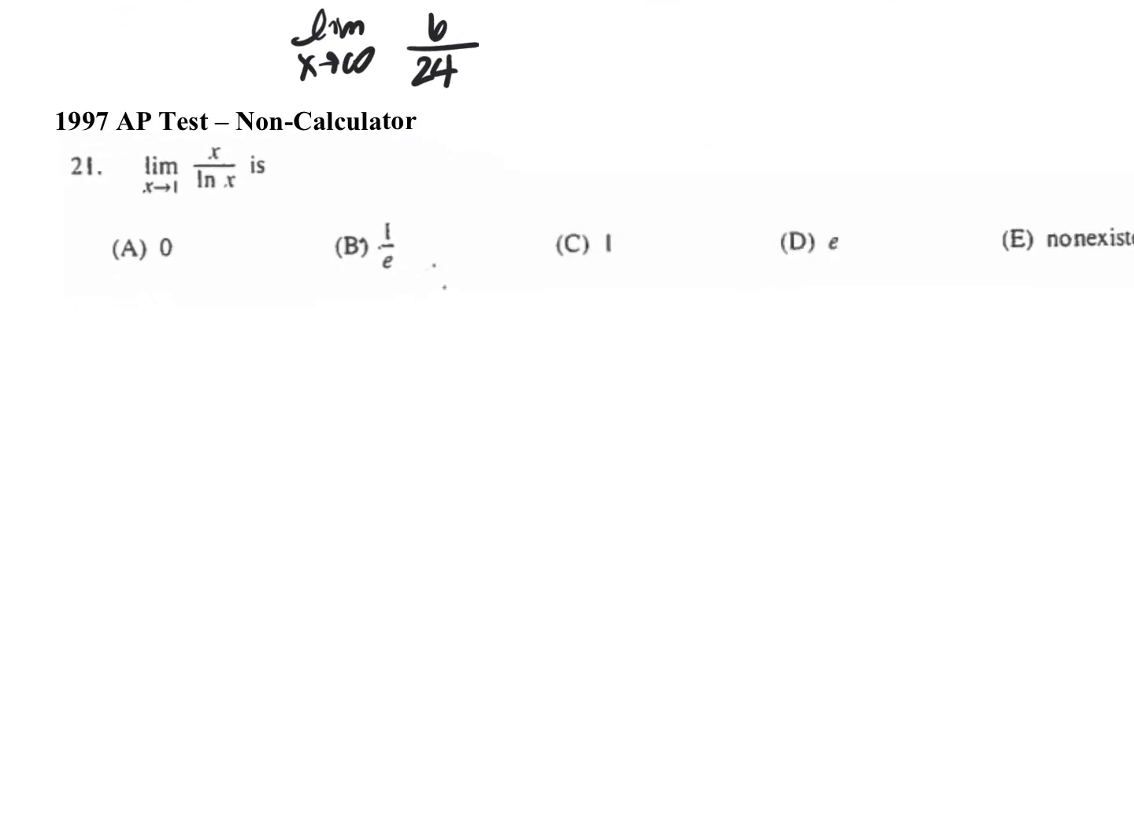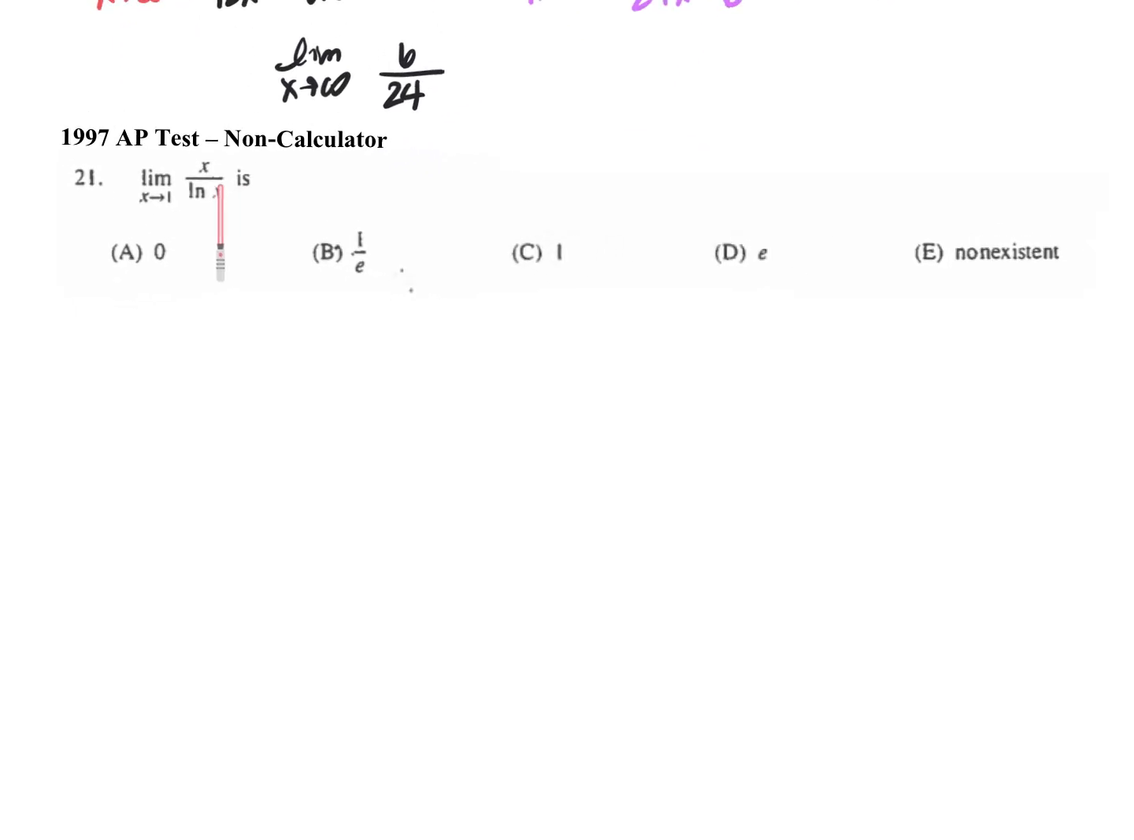Okay, y'all. What if I plug in a 1 here? It's 1 over ln of 1. What's ln of 1? 0. Is that indeterminate form? No. It's not, because it's not 0 over 0 or infinity over infinity. Can I ever divide by 0? No. So it's non-existent.